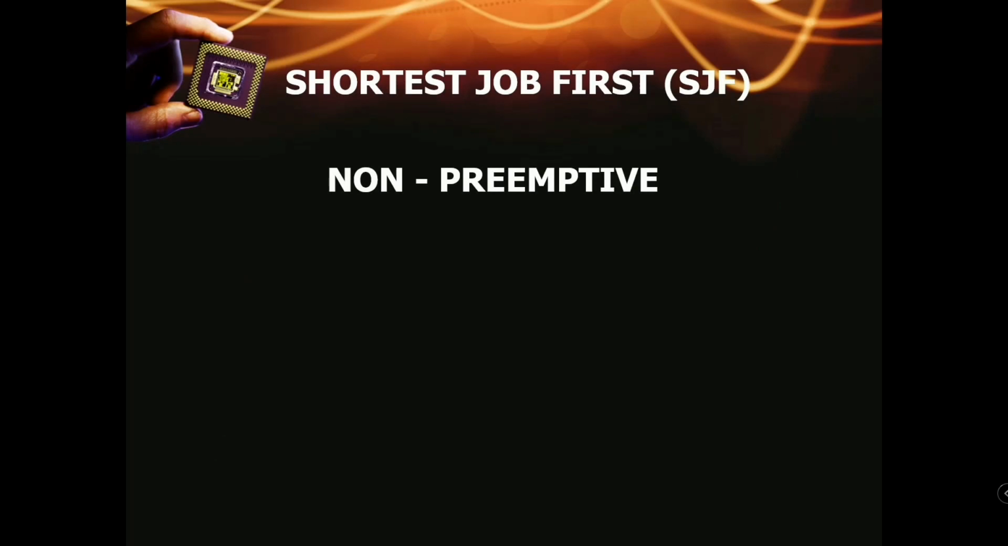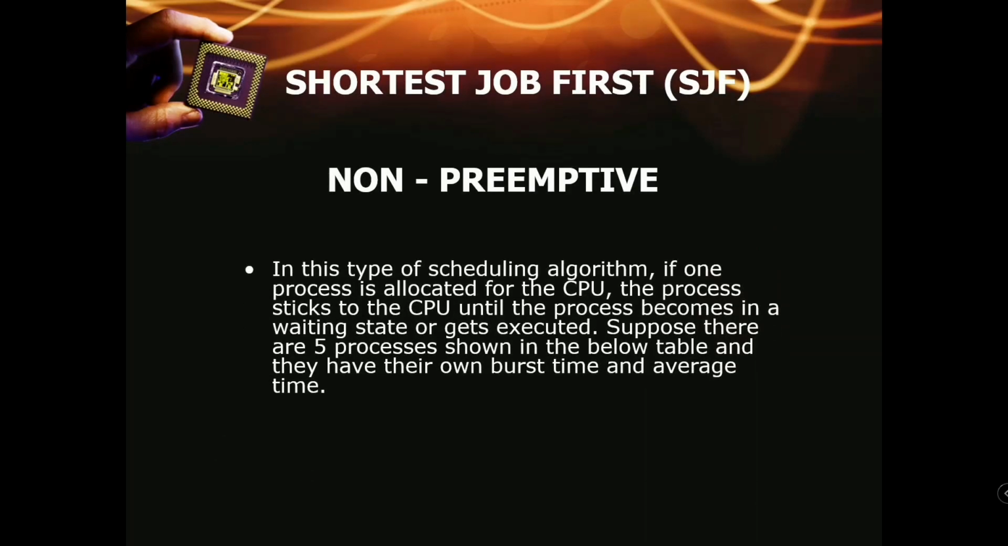Non-preemptive SJF. In this type of scheduling algorithm, if one process is allocated the CPU, the process sticks to the CPU until the process becomes in a waiting state or gets executed. Suppose there are 5 processes shown in the below table and they have their own burst time and arrival time.